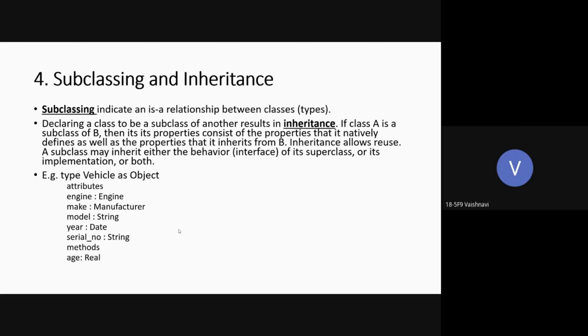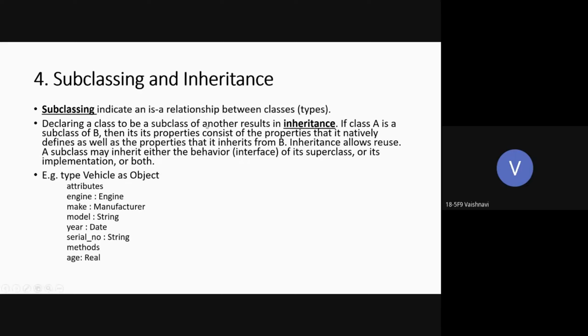The last one is subclassing and inheritance. Subclassing indicates an is a relationship between classes. Is a relationship we have already studied in database management system, like car is a vehicle, truck is a vehicle, and etc etc. But together, when we want to generalize it, it becomes a vehicle. I mean, all together, car, truck together, they become a vehicle.